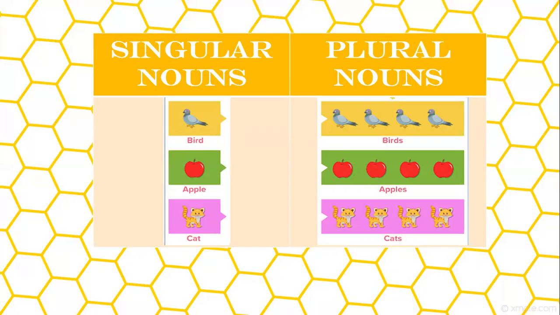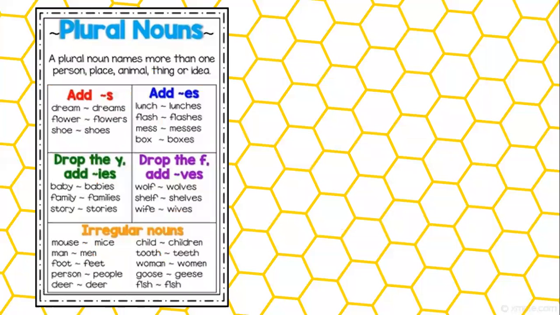Apple becomes apples. Cat becomes cats. Plural is when it is more than one. For example, we have one bird but four birds. It's very easy. Remember, singular is for just one thing, and plural is more than one. Plural nouns are more than one person, animal, thing, or idea.